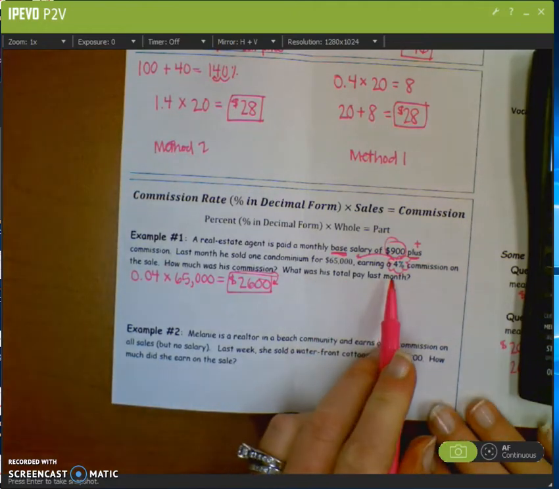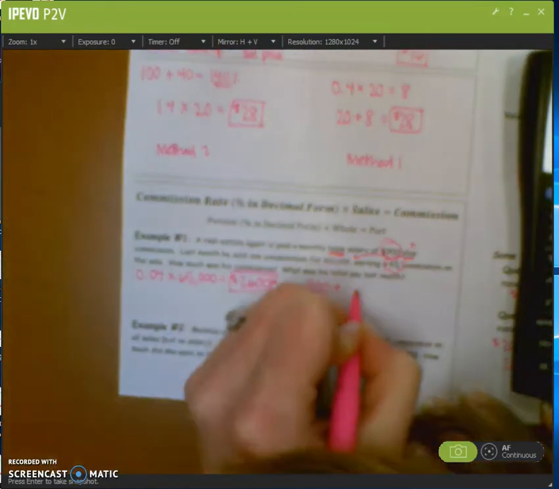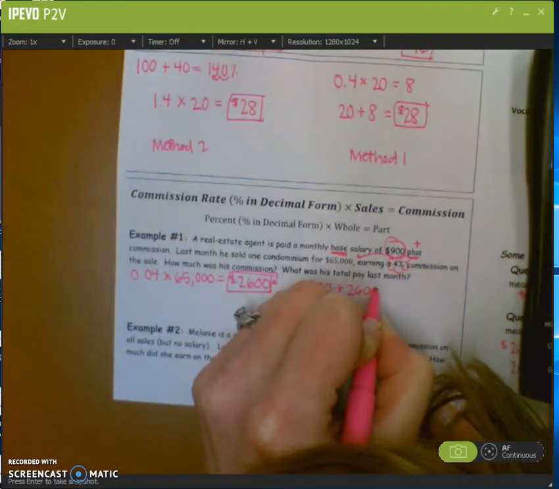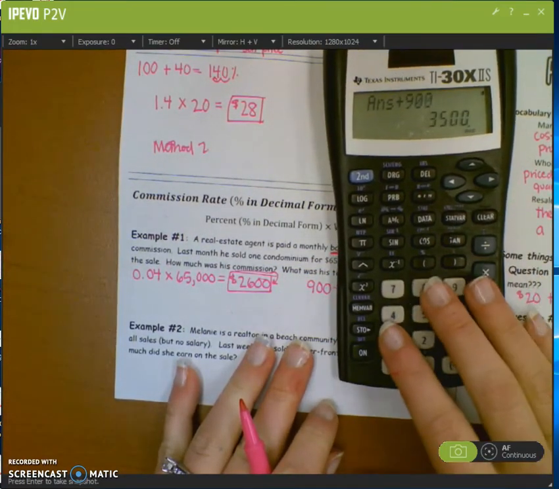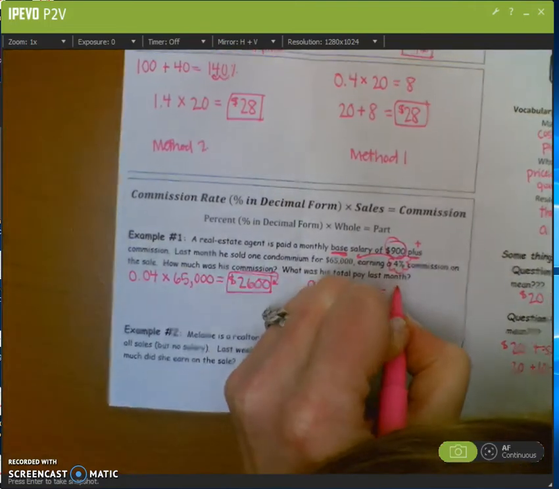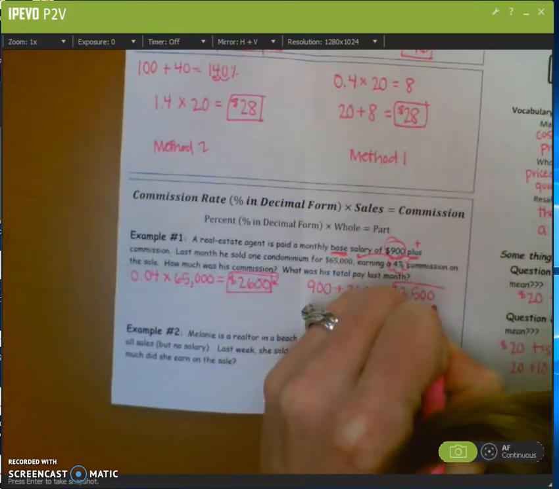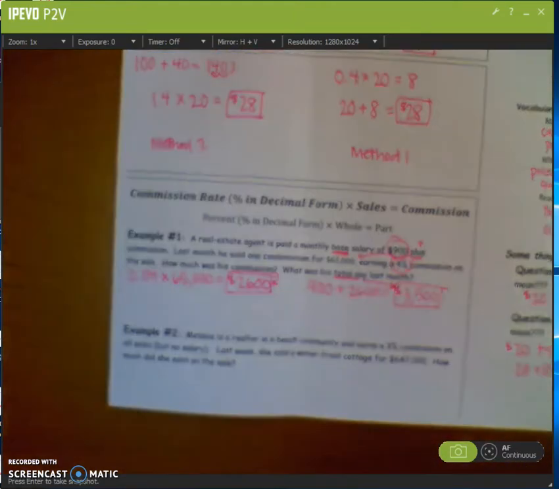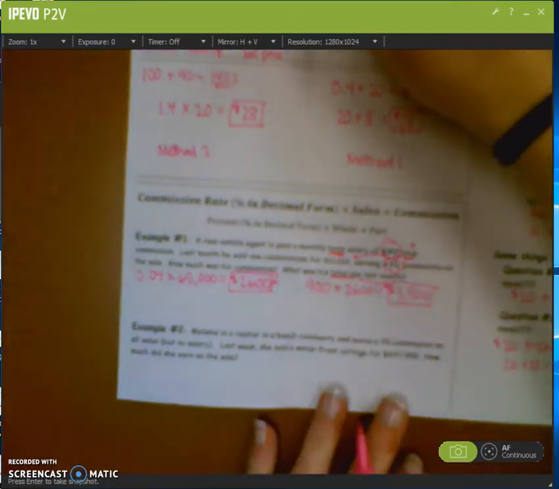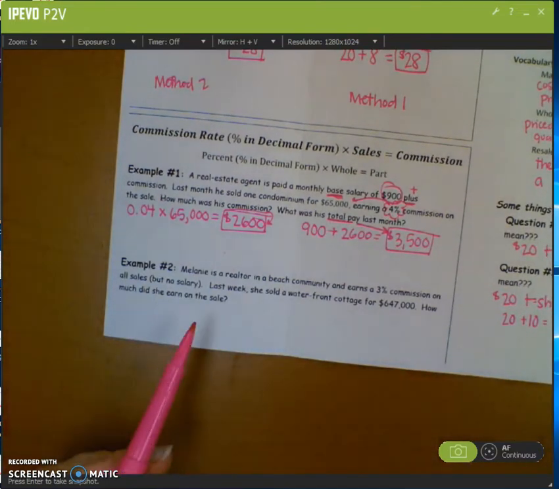What was his total pay? Well, he got paid $900 as a base plus his commission, so plus $2,600. So $2,600 plus $900 gives me $3,500, or $3,500 is how much he made total. So total pay is $3,500. Example 2 is going to talk about an example without a base salary.